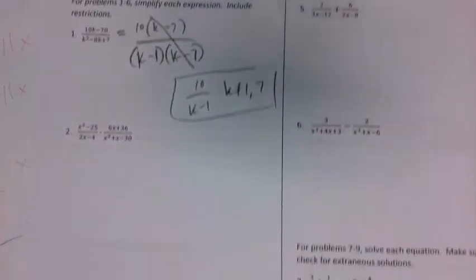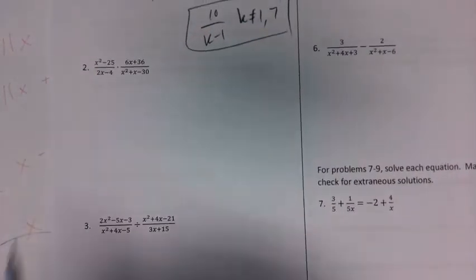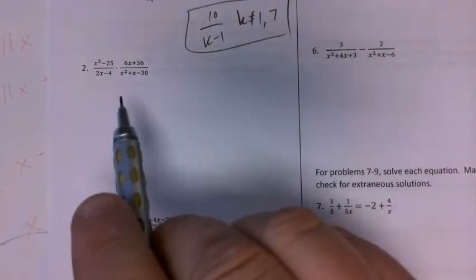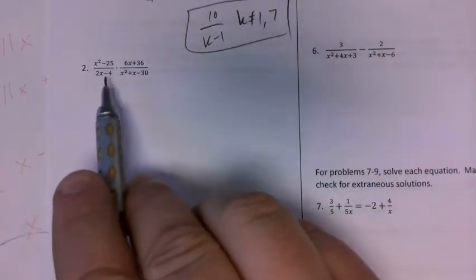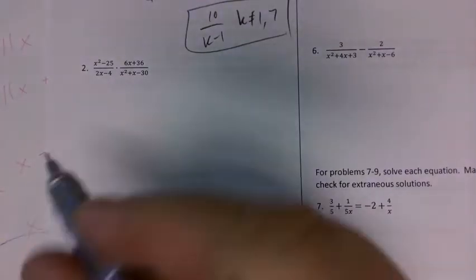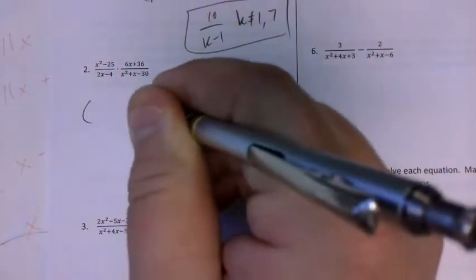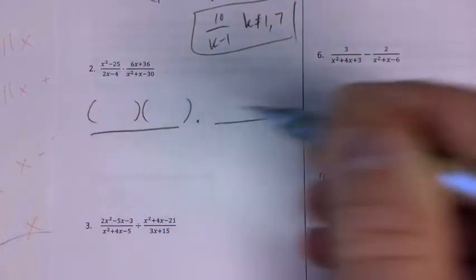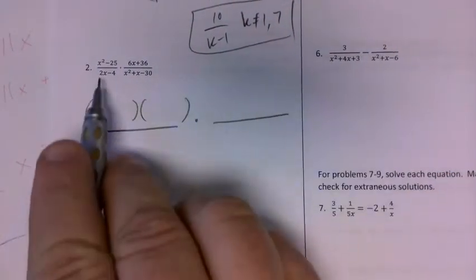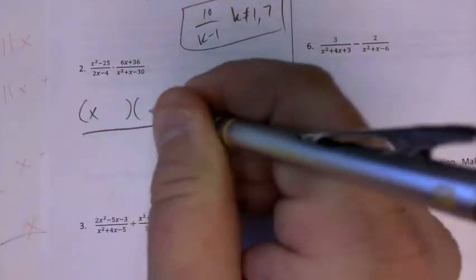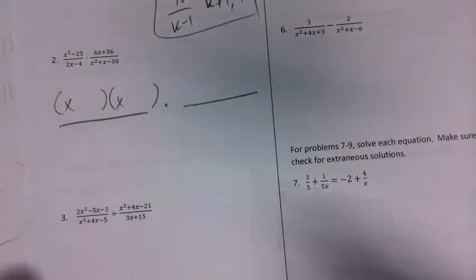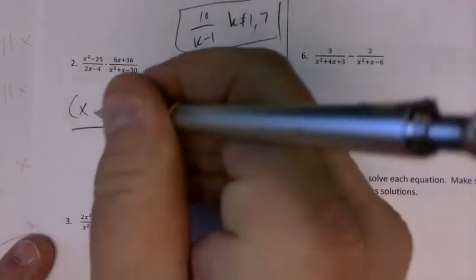Okay, number 2. 2 is multiplying, so it's exactly the same as simplifying, except anything on top, no matter where, can cancel anything on bottom. So I'm going to factor x squared minus 25. That's a difference of two perfect squares. Just going to set myself up that. The square root of x squared is x, so that's there and there. The square root of 25 is 5, so it's plus 5 and minus 5, right?